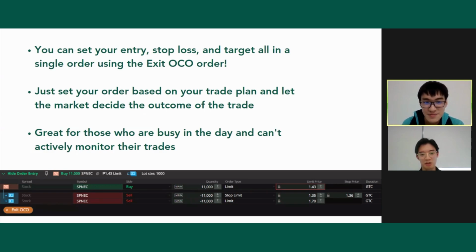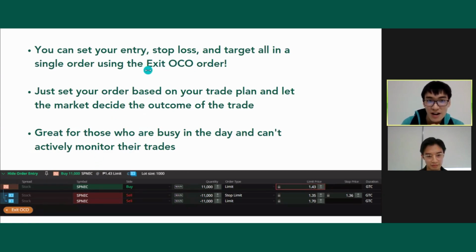Yeah, right? I think this is also perfect for those who can't always monitor the market and who has a certain amount of time in the day to trade. So this order is perfect for you. Di ba? So this is best for those na may trabaho, di ba? Di nila ma-monitor yung trade nila. So gagawin mo na lang is you set your buy, your stop loss, your take profit. Tapos yan na, di ba? Let the market decide kung it will hit your target or it will hit your stop loss first, right?